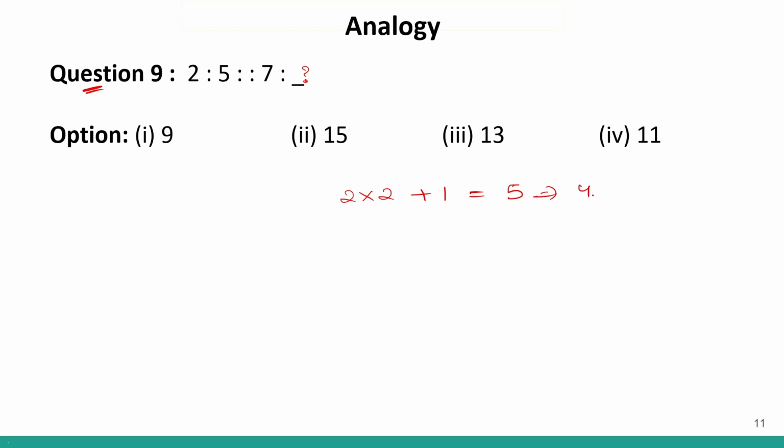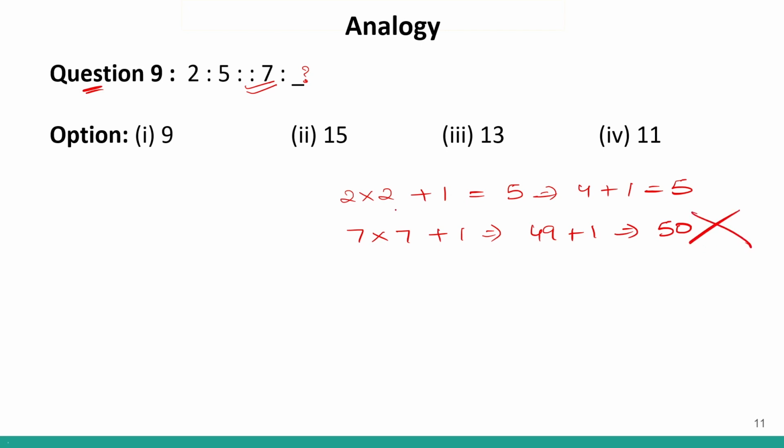How? 4 plus 1 will give me 5. Correct? Now let us apply the same logic on 7. So if I apply the same logic, 7 into 7 plus 1, I will get 49 plus 1, which will give me 50. But do we have an option of 50?